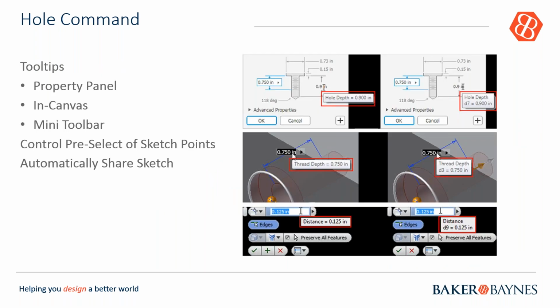And of course, the Hole command. The values in the Hole command and the tooltip values have been enhanced quite a bit. Value fields now display the parameter name in the tooltip, so when you pause the cursor over the parameter, the name displays with the value, which is really cool. The Hole command also has new entities in the panel menu: preselect sketch points, automatically share sketch, and also value edit feedback. So there have been some nice enhancements on that side.